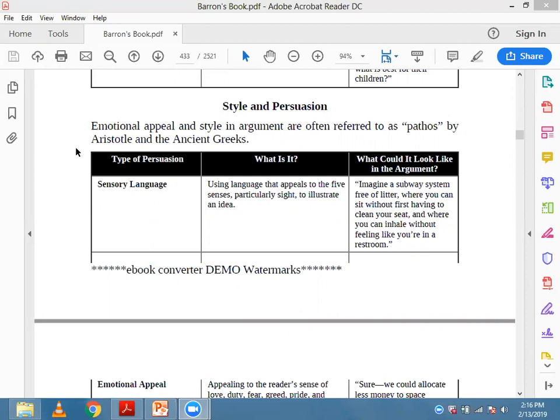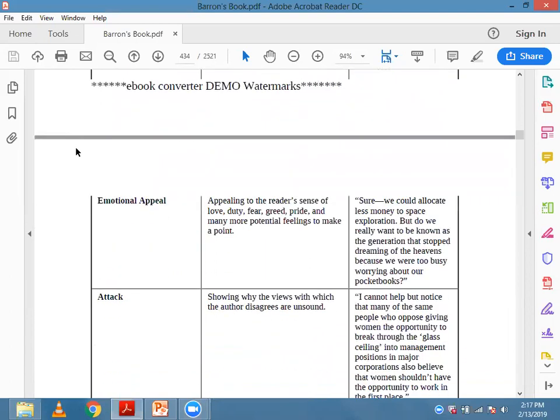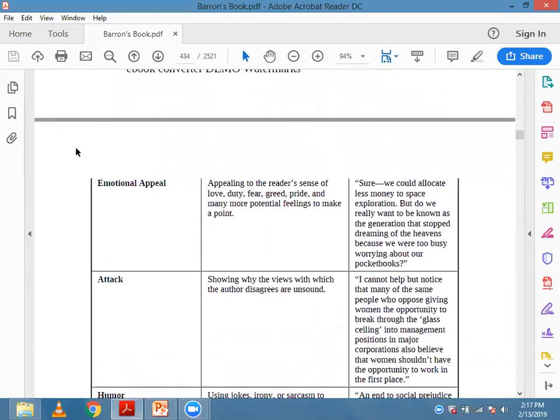For example, imagine a subway system free of litter. Again, invoking your imagination, right? Where you can sit without having to clean your seat, where you can inhale without feeling like you're in a restroom, right? So the author is creating a very stuffy, very negative kind of atmosphere, an image in the mind of the reader. So the point becomes very clear. He's able to easily persuade the reader. Now you have to understand that persuasion is not a bad thing here. It's just kind of synonymous with leaving an impact on the reader.